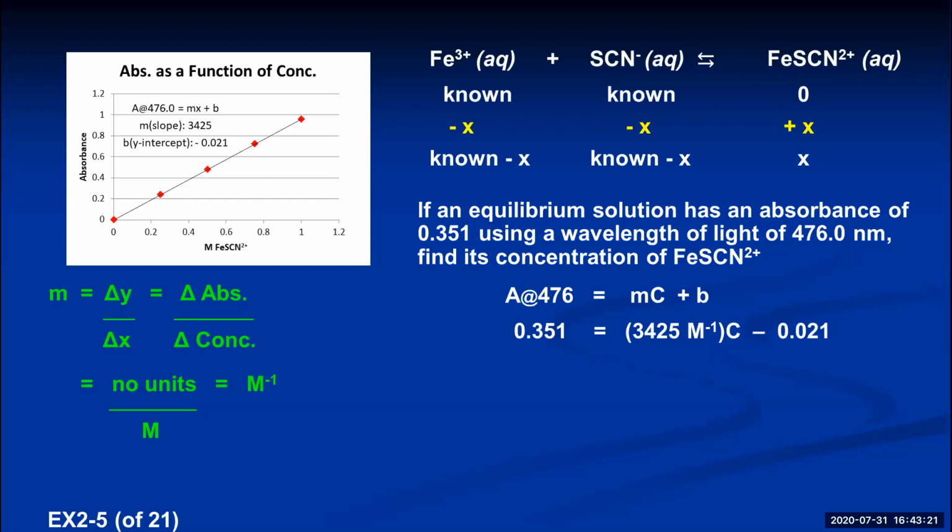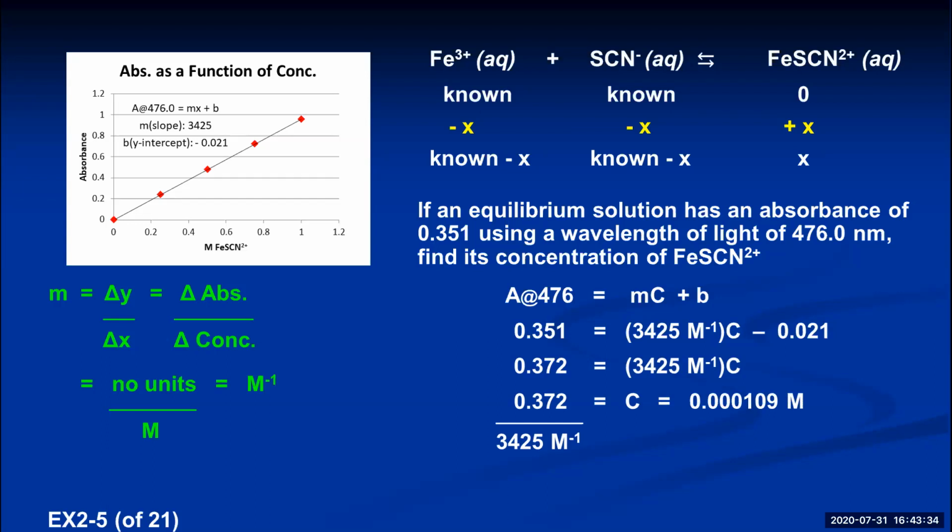And so I'm going to add 0.021 to both sides of the equation, and then I'm going to divide by 3,425 molar to the -1. And then when I do that, the units, the molarity will flip to the top, and we're going to get a value of 0.000109 molar. So that's the concentration of the FeSCN. Therefore, that's its concentration at equilibrium, that's X.